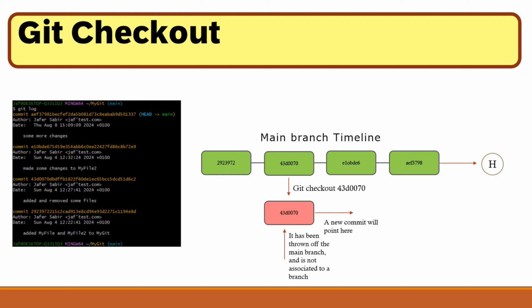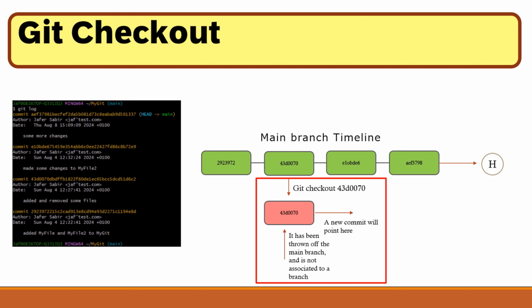This means the head pointer is not pointing to a branch. So it's no longer pointing to our main branch. Instead, it's just pointing to a specific commit. Usually the head points to the latest commit on the branch we are working on, and when you make new commits, they are added to that branch. In our case, it's the main branch.